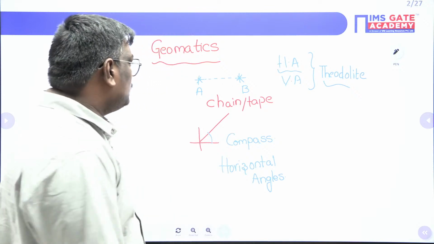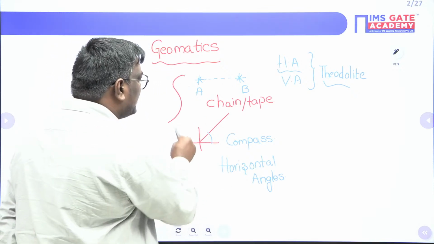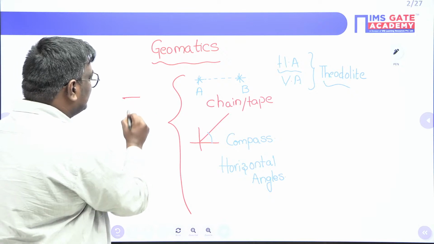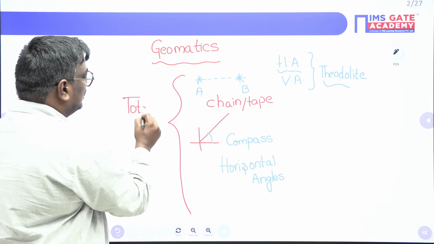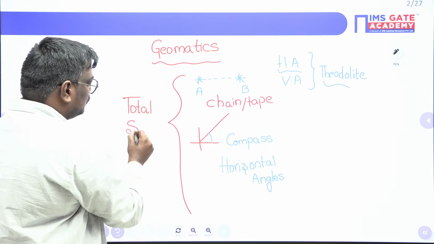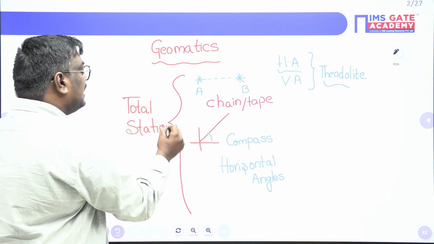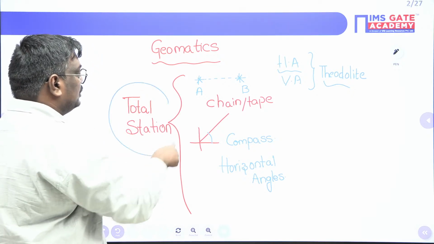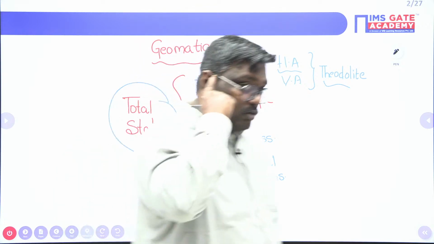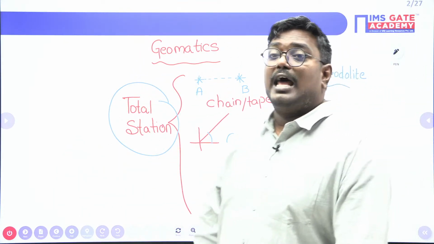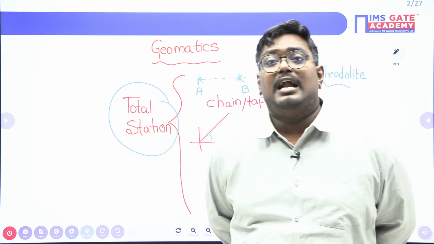So my dear students, when you want to automate all these instruments into a single instrument, that is nothing but the total station. What exactly do you mean by total station? A total station is a combination of an electronic distance meter and an electronic theodolite.